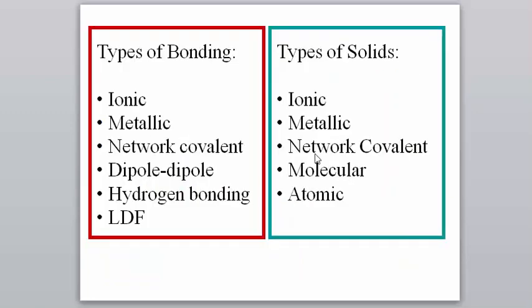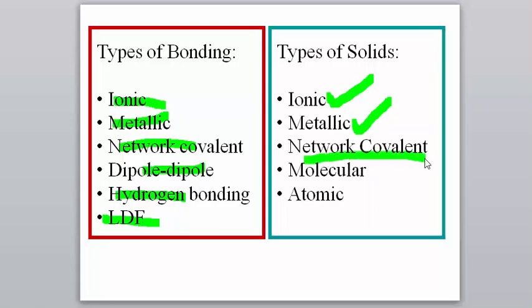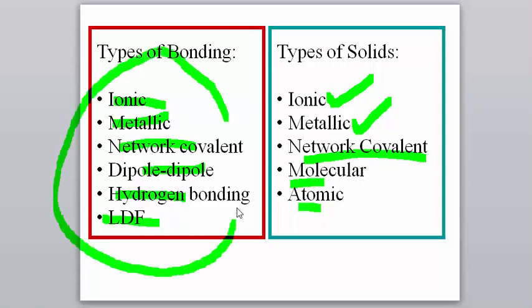So your type of bonding: ionic, metallic, network covalent, dipole-dipole, hydrogen bonding, LDF, and then your types of solids can reflect that: your ionic bonding, your metallic bonding, network covalent bonding, and then molecular and atomic. But your types of intermolecular forces are pretty much ionic, metallic, network covalent, dipole-dipole, hydrogen bonding, and LDF.